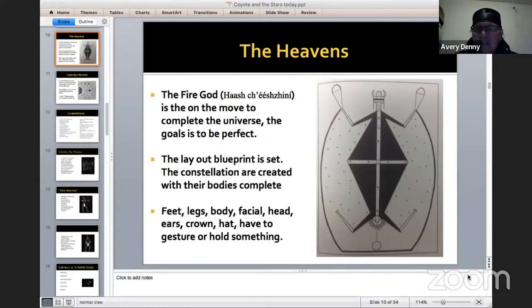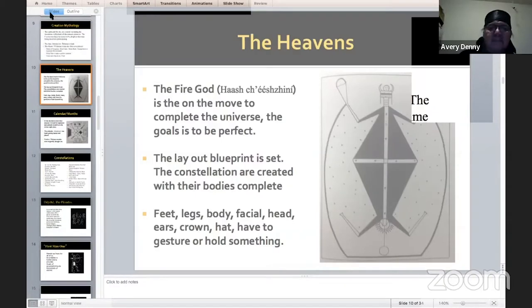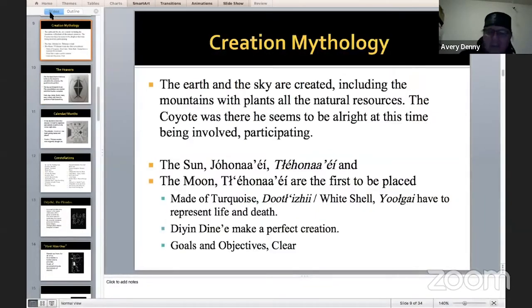A lot of the content, a lot of the other stories would relate to different ceremonies. But this one is just the story of the emergence, the coyote and the Hashishin. So we've been talking about the creation. The first ones that were made, put in place, were Johona'e and Kahona'e, the sun and the moon.